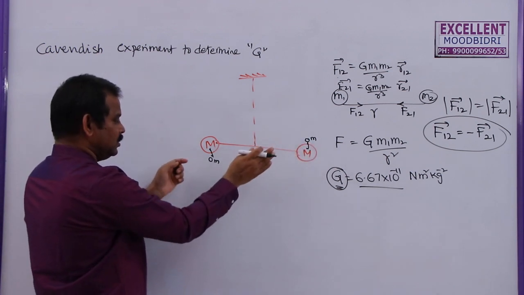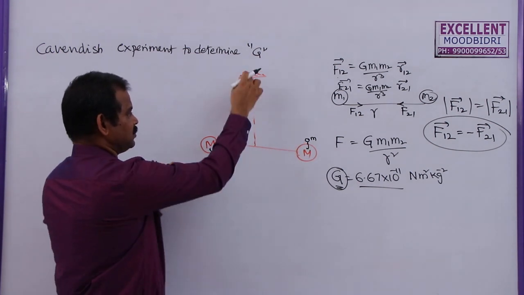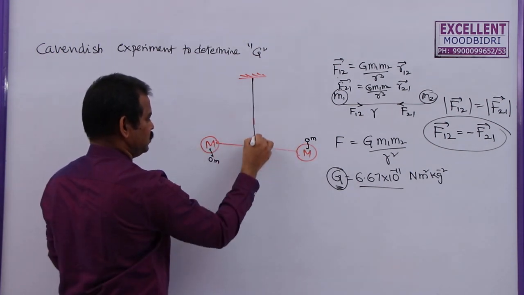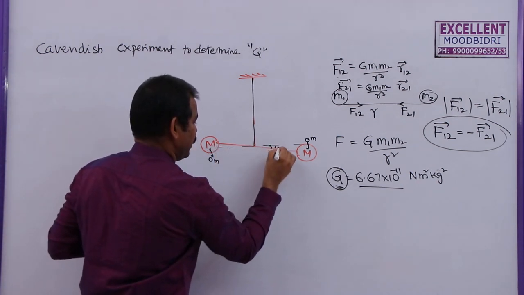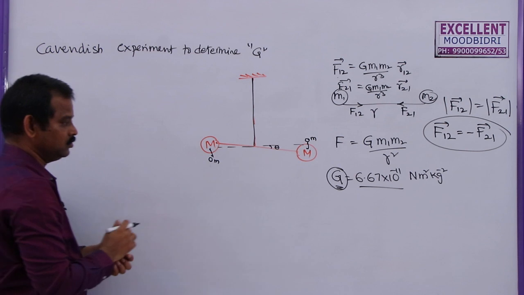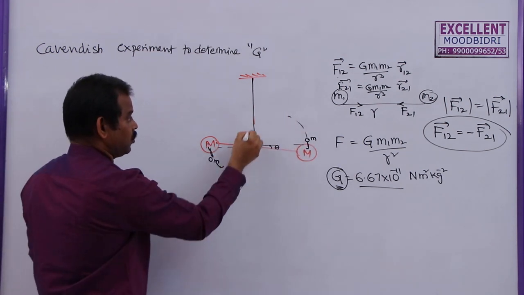So due to this, these masses will move slightly. As these two masses are suspended from a support, they will move by an angle theta. So here they are rotating in this direction. So a torque is acting here.